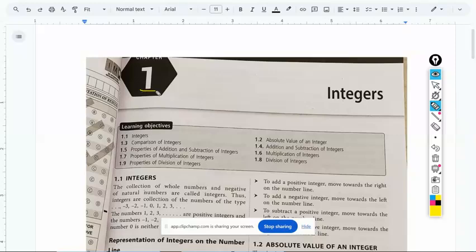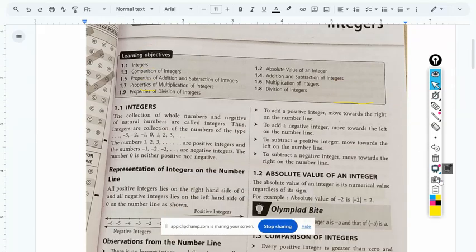Chapter 1 of the class 7th prep guide, which is named Integers. The learning objectives are written down here, which we'll cover in this full video. First, we'll understand what an integer is.